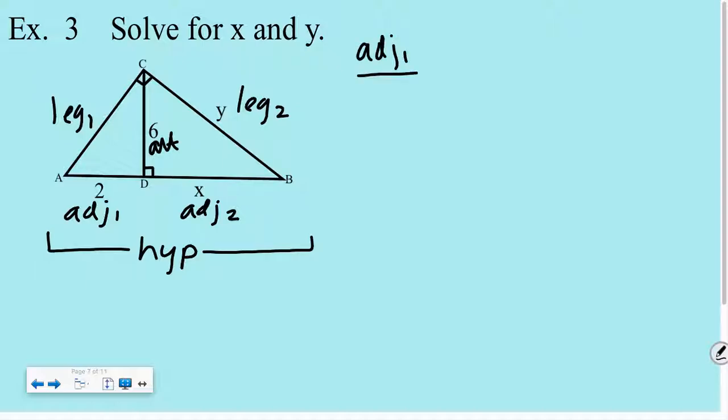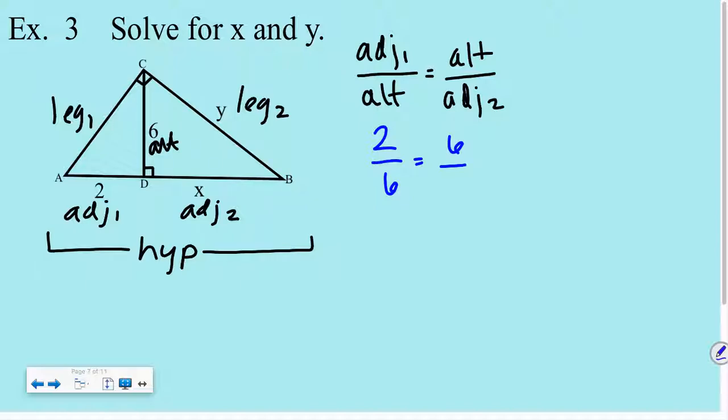Is 2, as the altitude is 2. Excellent. So if I'm using that one and I go to plug my values in, Anna, can I plug something in for adjacent leg 1? 2. Marcel, can I plug something in for the altitude? So that means I can put it again over here, right? Anna, can I plug something in for adjacent leg 2? X, good. And I'm able to solve this proportion now.